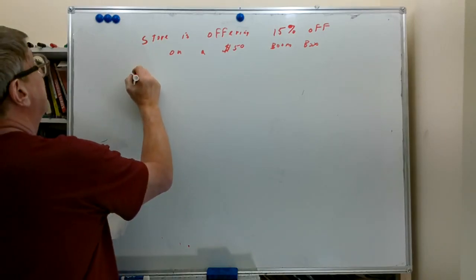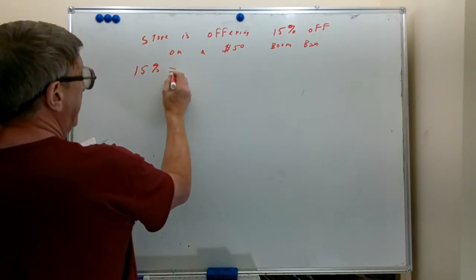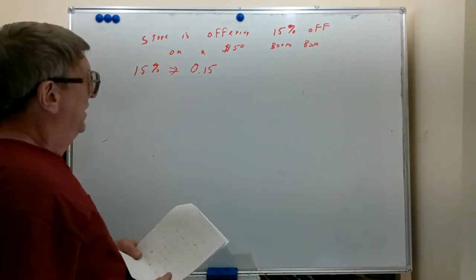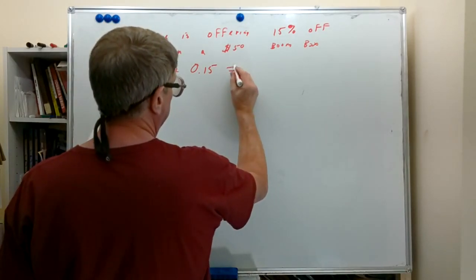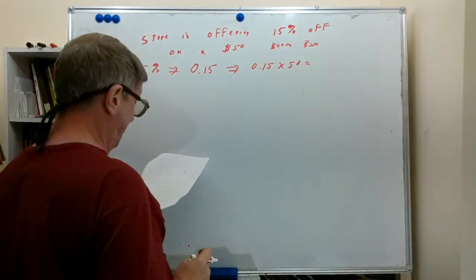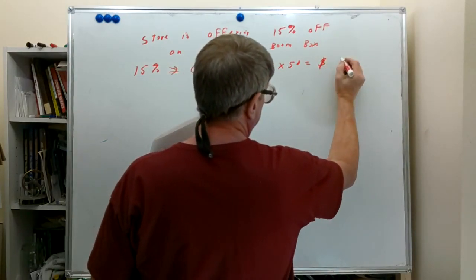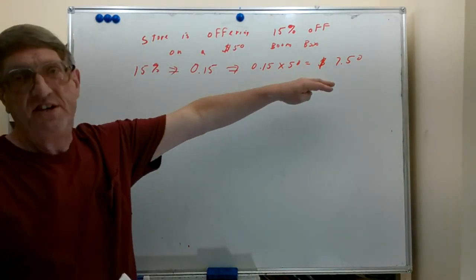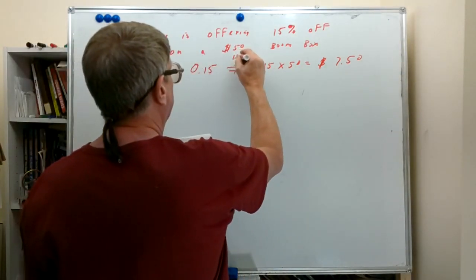The first thing we do, we take the 15%, like we talked about a little bit ago, and we convert that to a decimal, 2 places to the left, 0.15. Now we want to multiply that times 50. Gives us $7.50. So we're getting a discount of $7.50. How much for the boom box is the question.